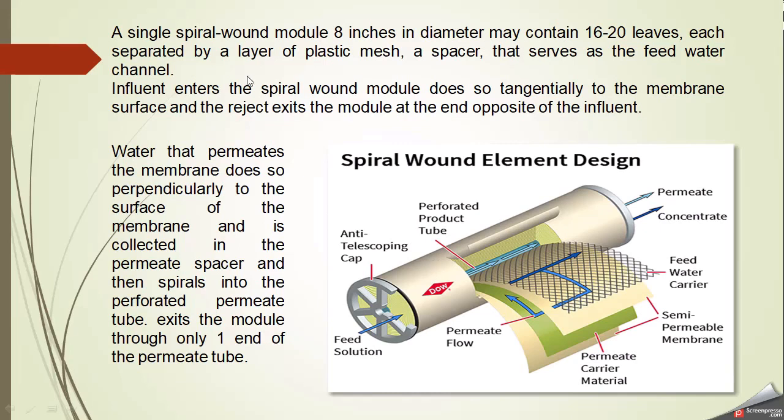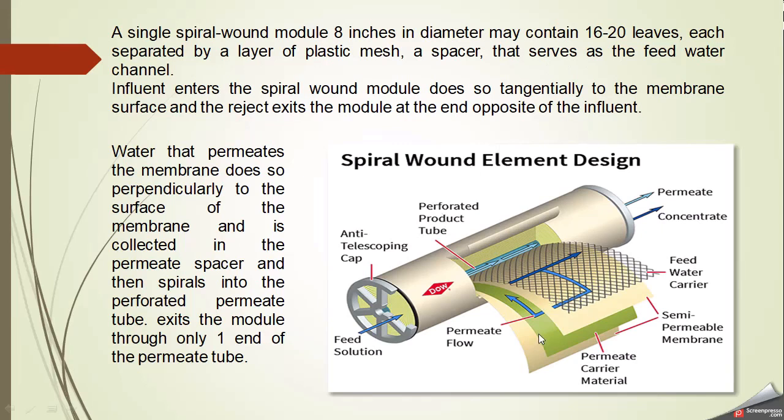So this complete unit is called a module. A single spiral wound module is 8 inches in diameter, 40 inches in length, and contains 20 to 60 leaves, each separated by a layer of plastic mesh, a spacer that serves as the feed water channel.